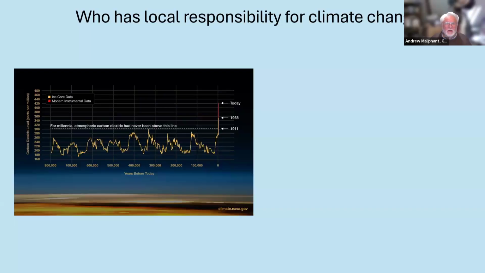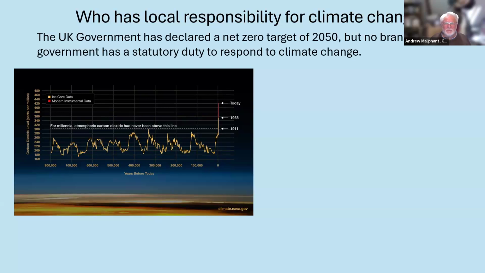So who has local responsibility for climate change? I'm guessing that we're looking at climate change in this agenda and in this meeting and in this forum. As those will have seen in the advance blurb of this meeting, no branch of local government has got a statutory duty to respond to climate change. So the answer for who has local responsibility is no one.